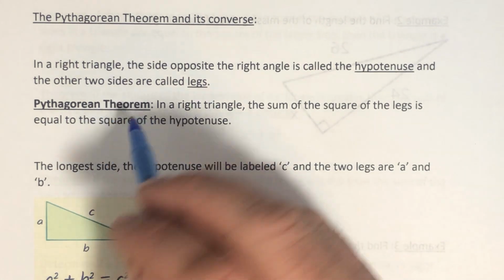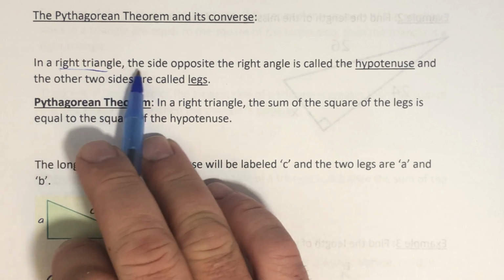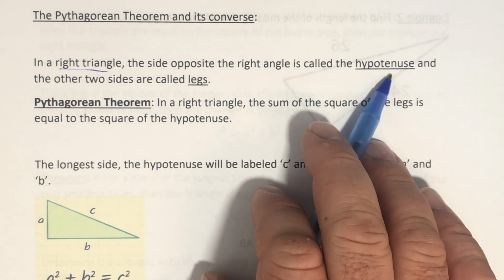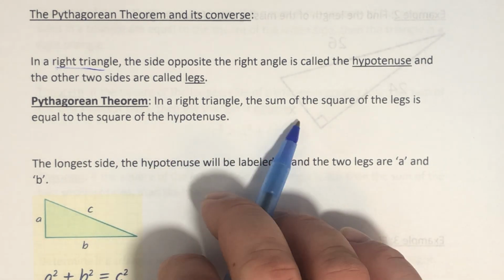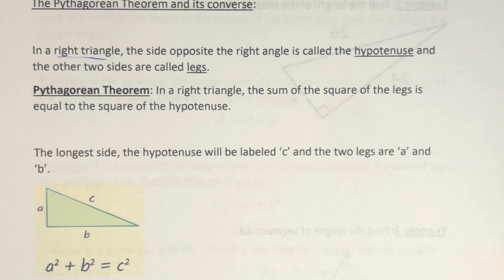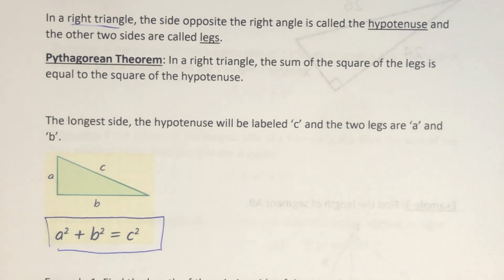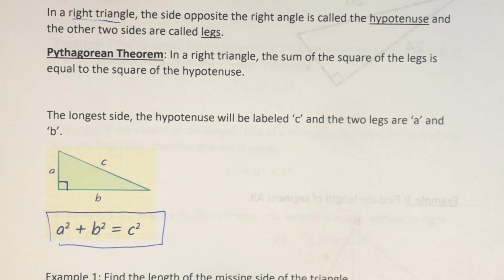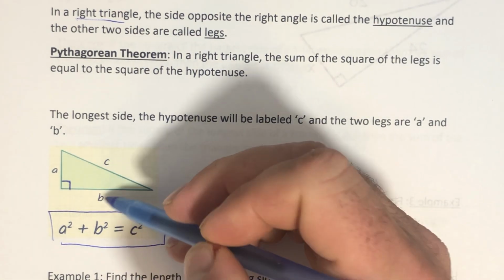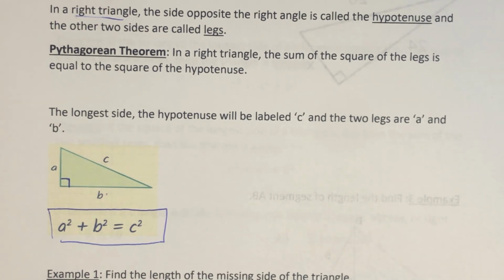So first of all, the Pythagorean theorem applies to right triangles only. And remember, a right triangle has a 90-degree angle. The side opposite the right angle is called the hypotenuse. The other two sides are called legs. Basically, here's what the Pythagorean theorem says in words: the sum of the squares of the legs equals the square of the hypotenuse. Down here, this is what we care about. If I have a right triangle, here's my right angle. If I square both legs, a squared plus b squared, and add them, it'll equal c squared.